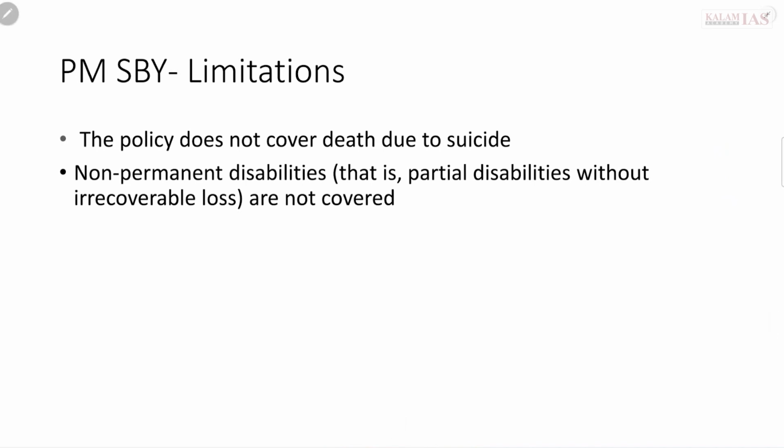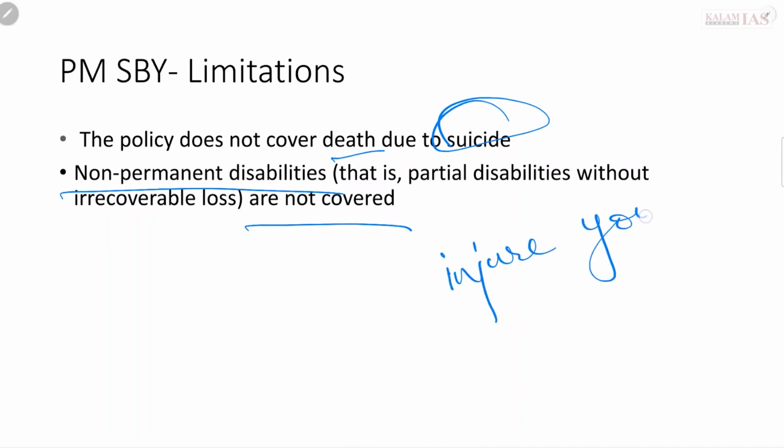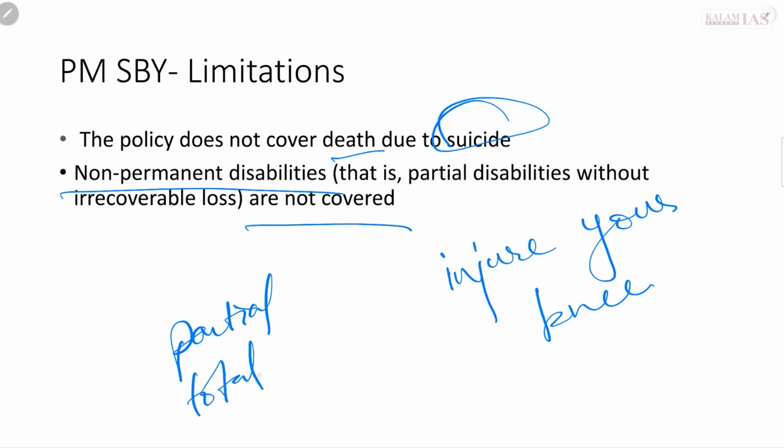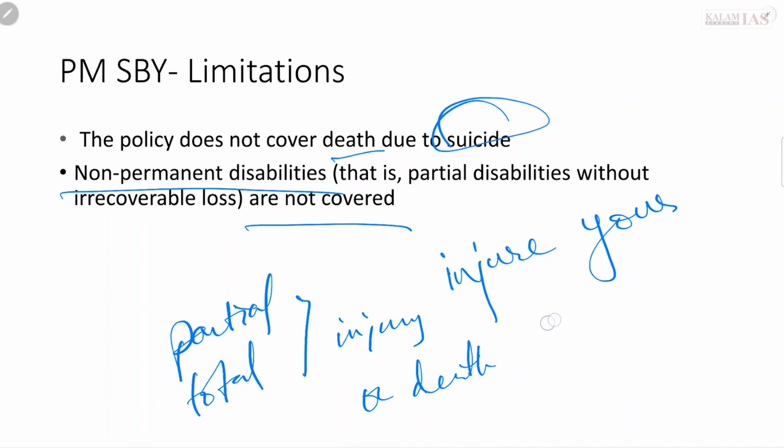There are some limitations also. Even this case does not cover death or self-inflicted accident for attempt to suicide. Non-permanent disabilities are not covered. So let's say you injure your knee, that will not be covered, because these are only permanent, either partial permanent or total permanent, but nothing except for permanent injury is covered. Permanent injury or death, these are the only cases which are covered under the Suraksha Bima Yojana. Okay.